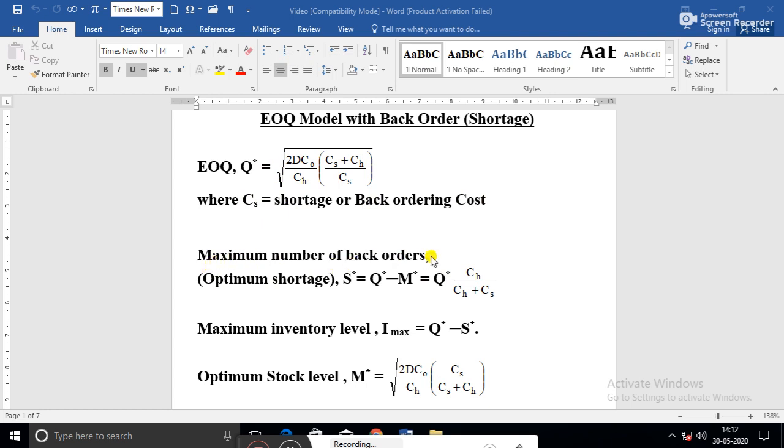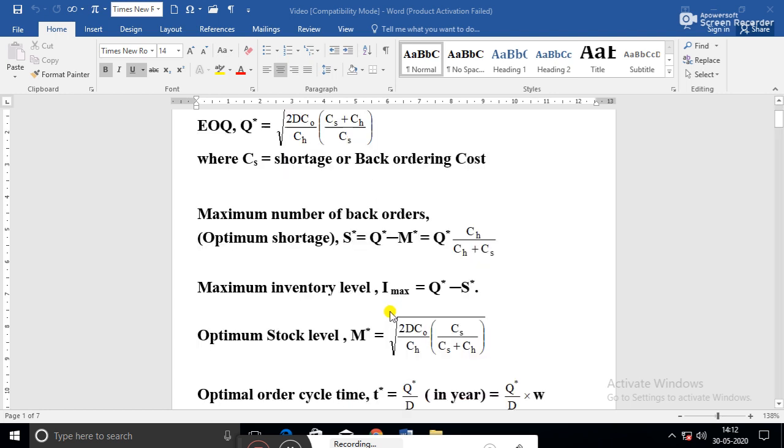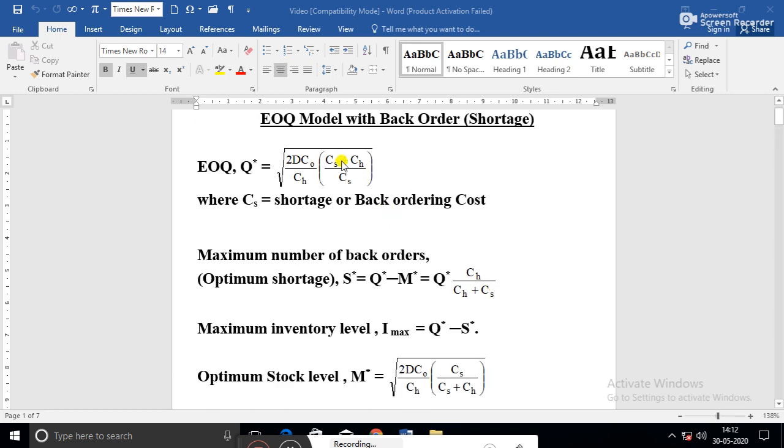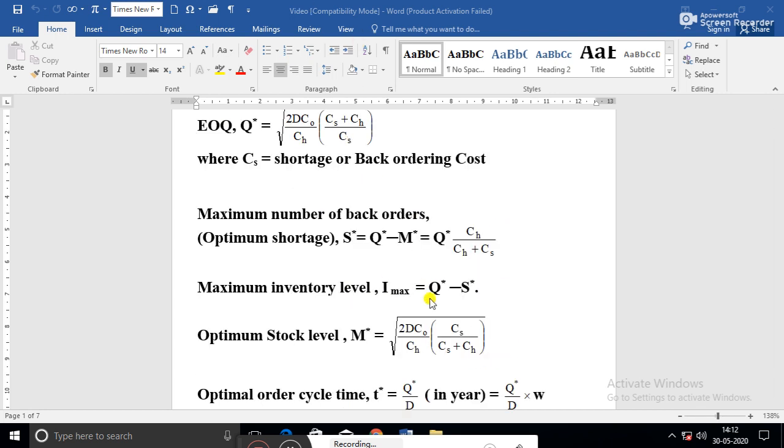Now the maximum number of back orders will be S star, equal to Q star minus M star. What is M star? M star is the optimum stock level. The stock level, actually the maximum inventory level also, you can say they both are the same, which you can keep. This is the formula, which you should look at. Here what you have is CS plus CH by CS. CS is shortage cost and CH is carrying cost, but here it will be just the reverse.